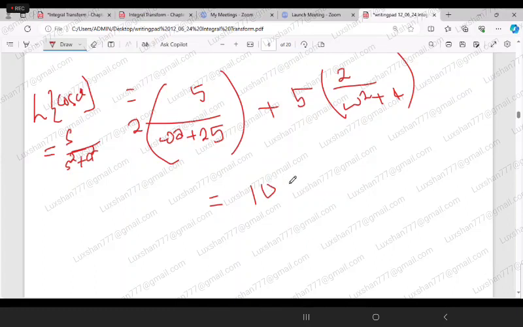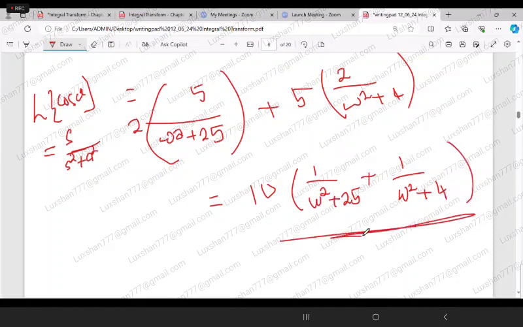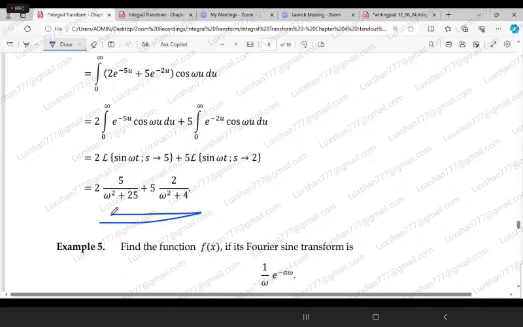10 times 1 over omega squared plus 25 plus 1 over omega squared plus 4. So that is the answer. Do you understand, students? Yes, sir. Right. So we'll check the answer. Yeah, the answer is that.